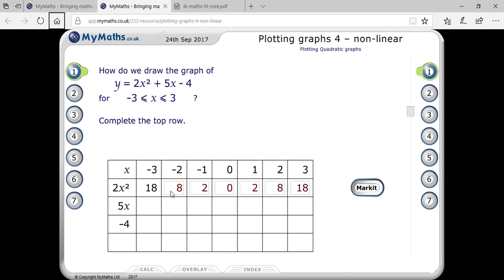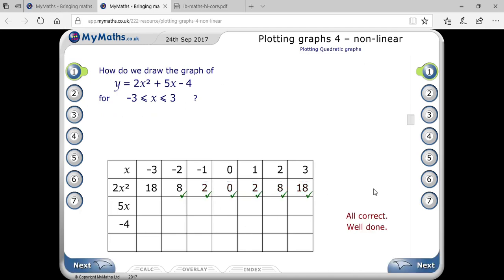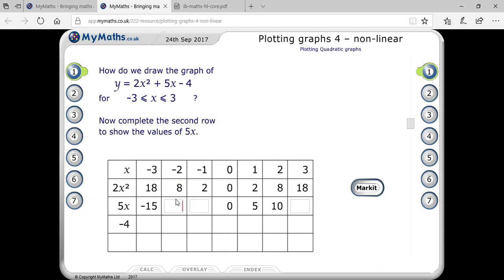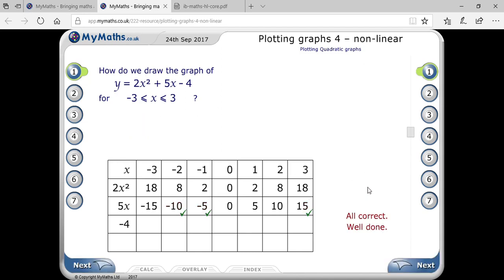Perfect. Next is the term 5x: minus 10, minus 5, and then 15. Fantastic, that is also right. In this way you are plugging the values of x into all the terms of your given equation. Then minus 4 is your intercept, as I explained: minus 4 for all. Minus 4 is the point on the y-axis where the graph will cut.